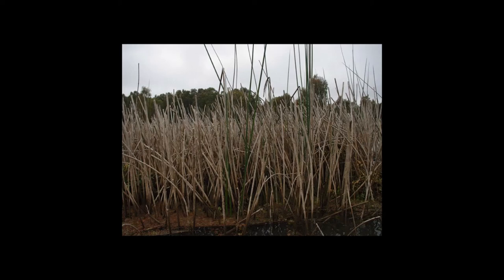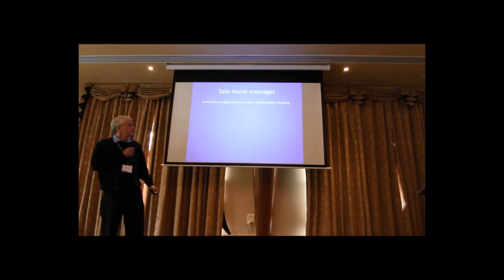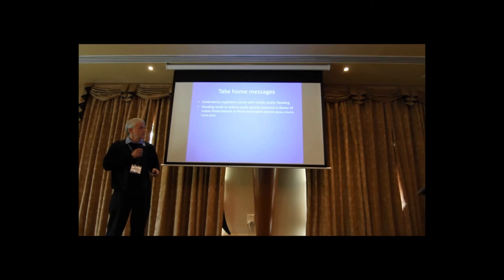So in terms of take-home messages, clearly rainfall and flooding will influence what's actually growing out there, and it'll vary over time. The flooding tends to reduce the exotic species in favour of natives, and you can get a quick turnaround of different species assemblages, and some of that's been written up with Stokes and Matt Collier.